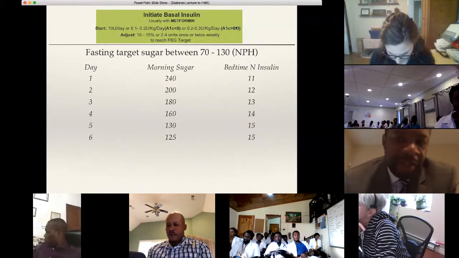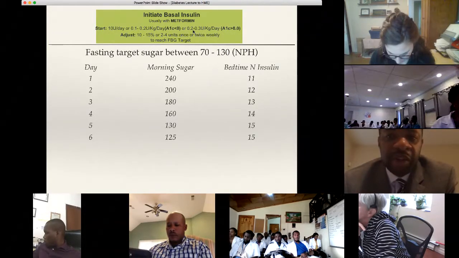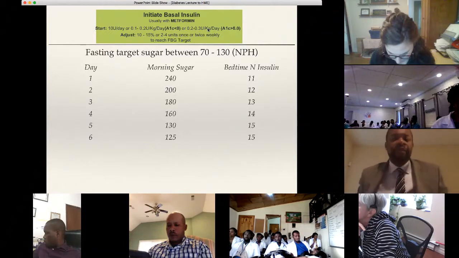If the hemoglobin A1C is greater than 8, you can start at 0.2 or 0.3 units per kilogram.